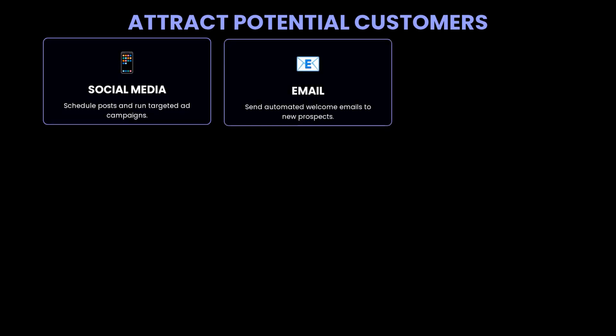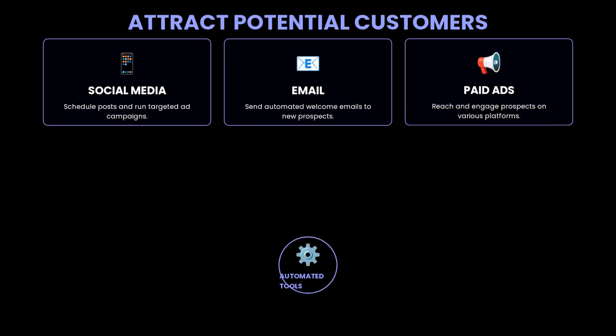First, attract potential customers. Use automated tools to reach and engage prospects through various channels like social media, email, and paid ads. Automation can help schedule posts, run targeted ad campaigns, and send welcome emails. For example, a fashion brand might use automated social media posting to maintain a consistent online presence.